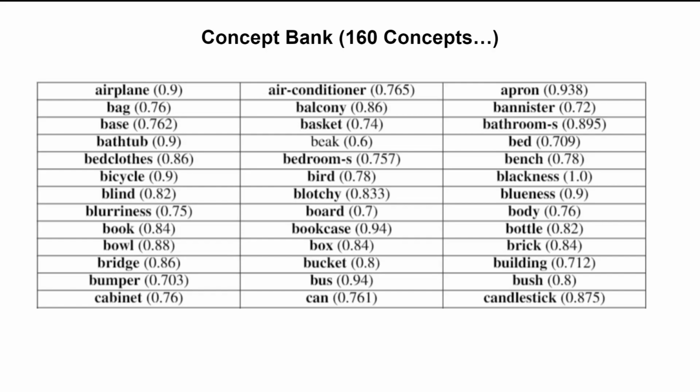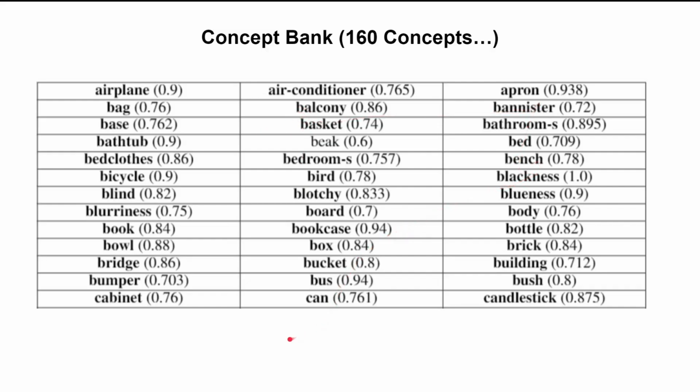So we start off by learning a large set of concepts. In our papers, we start with 160 concepts that we learn with varying degrees of success. These concepts include things like settings, so bedroom, street, landscape versus ocean. It can include the absence or presence of objects such as basket or apron or bed.